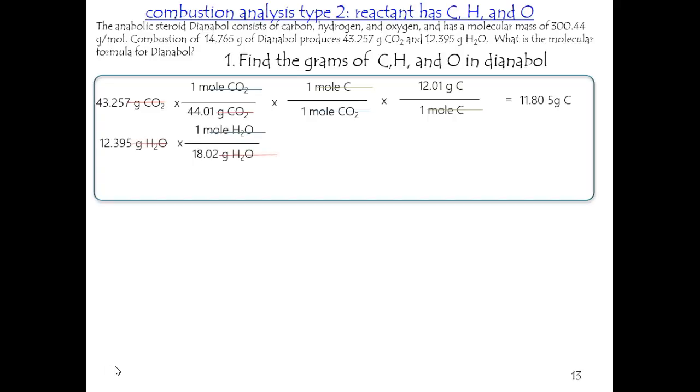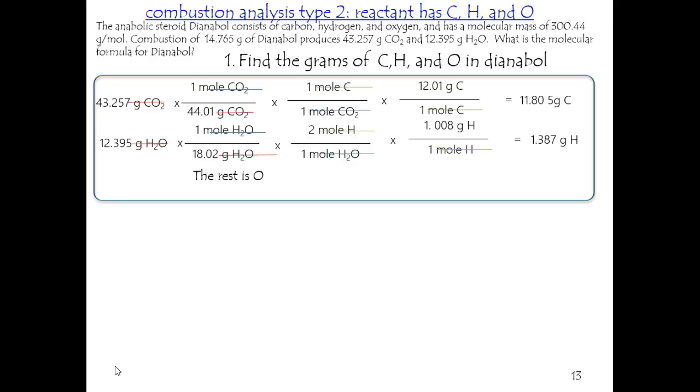And we'll do similarly for the water, right? We have 12.395 grams of water. 18 grams is a mole. Every mole of water, however, has 2 moles of hydrogen. Therefore, those 12.395 grams of water has 1.387 grams of hydrogen, roughly 1.4 grams. Fine. The rest is oxygen.